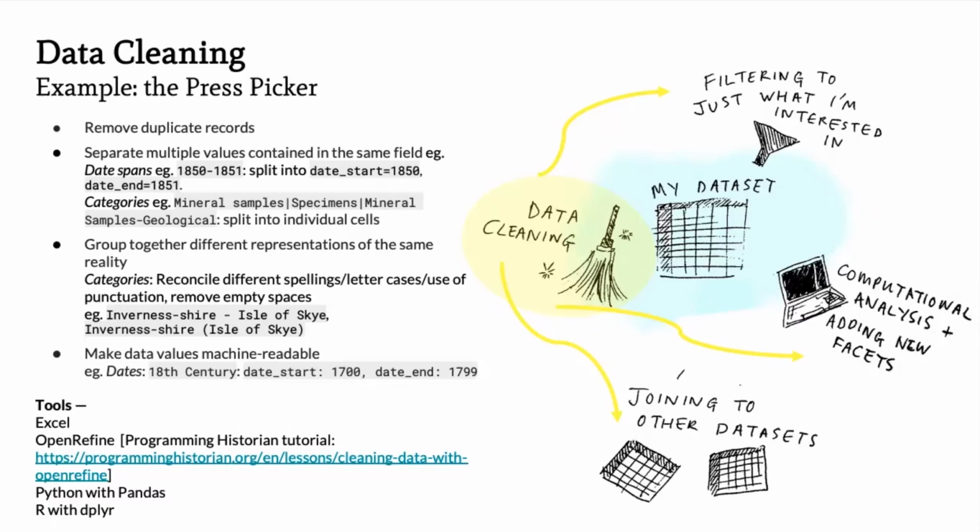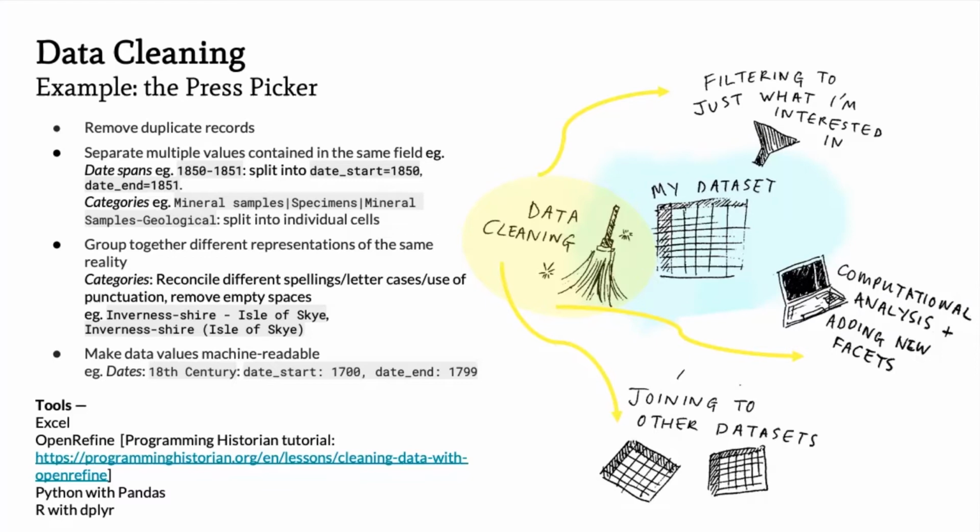We want to make sure that if we've got multiple values all in the same field, we split those into individual cells. We want to make sure that if there are values which actually mean the same thing. So I have in my third bullet point example here, Inverness, Isle of Skye, and then the same but with brackets. We obviously, as a human, know that that's referring to the same thing. So we want to make sure that we reconcile values that actually mean the same thing. We want to make sure that our dates are machine readable.